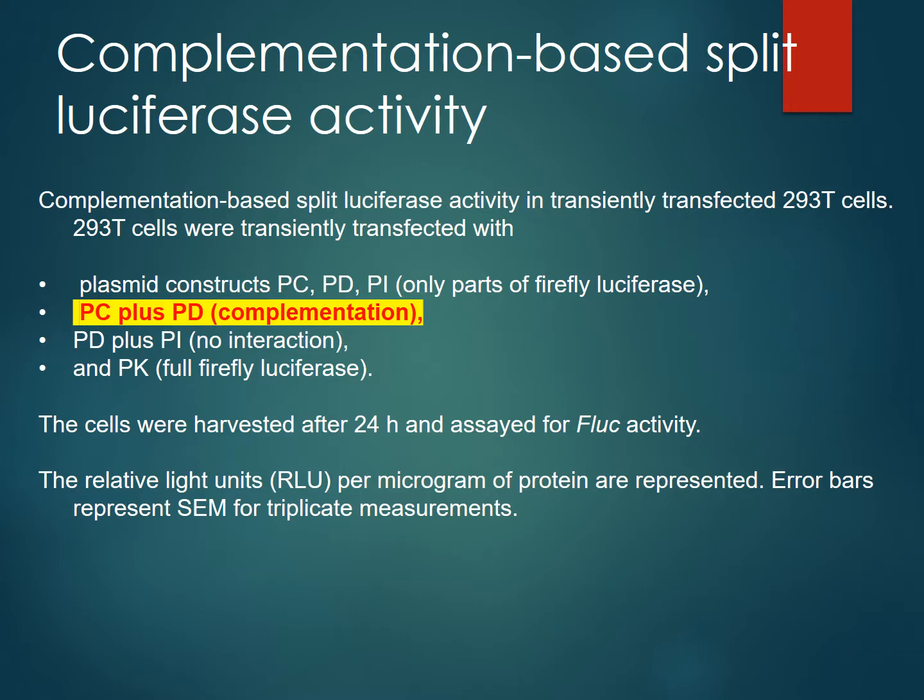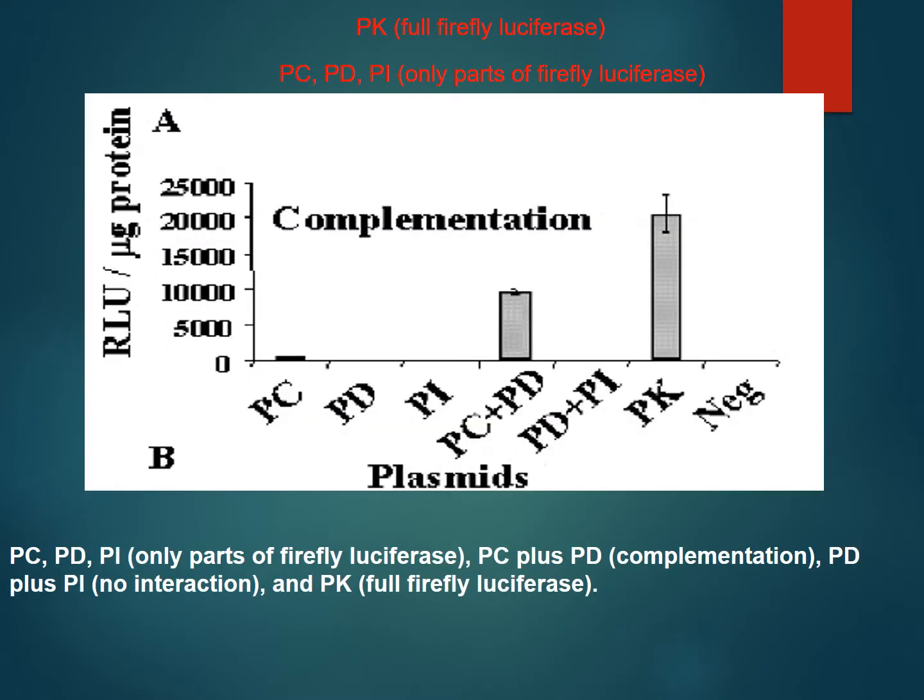And that's a control, right? How much protein is there? So now you look at light units versus the amount of protein. And so here's the PK. So this is the positive control where they put the complete gene in. Here's the negative control, they put no gene in. And here's the various PC by itself, PD, PI, and then they mixed them together and they got complementation only with these two parts of the luciferase, not here.